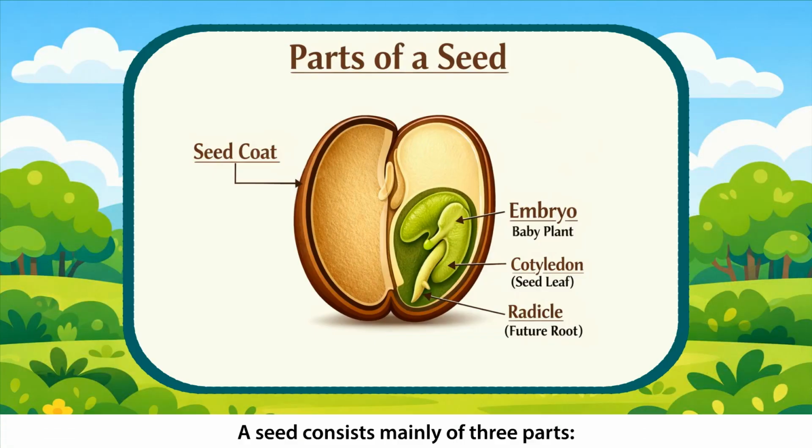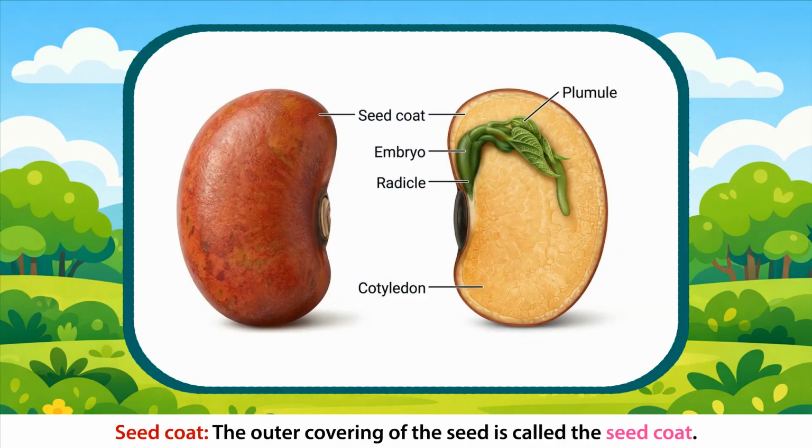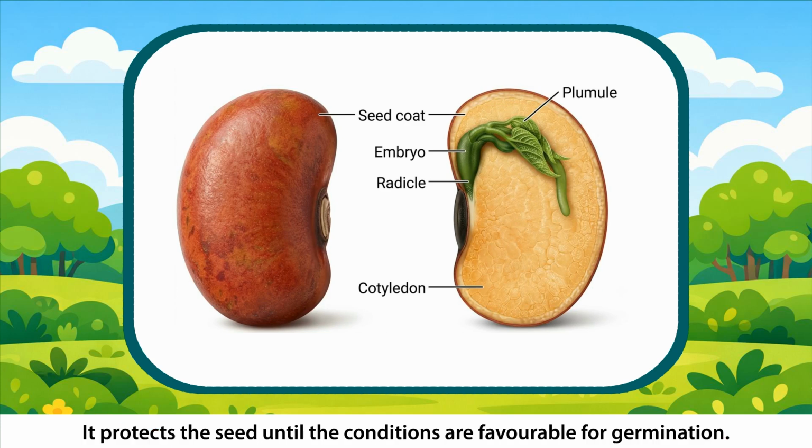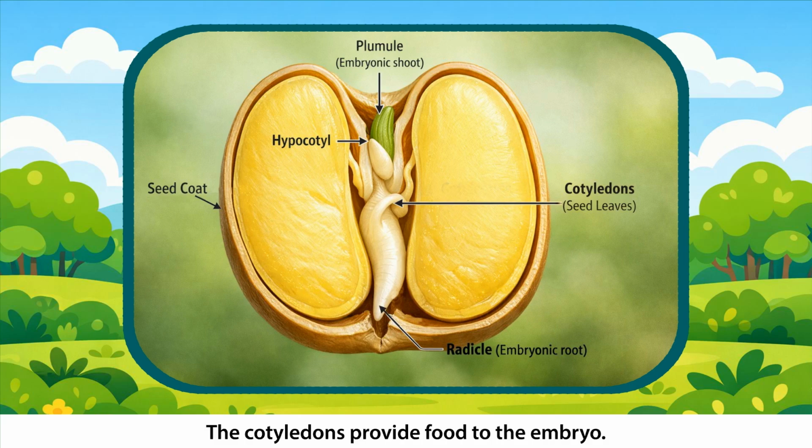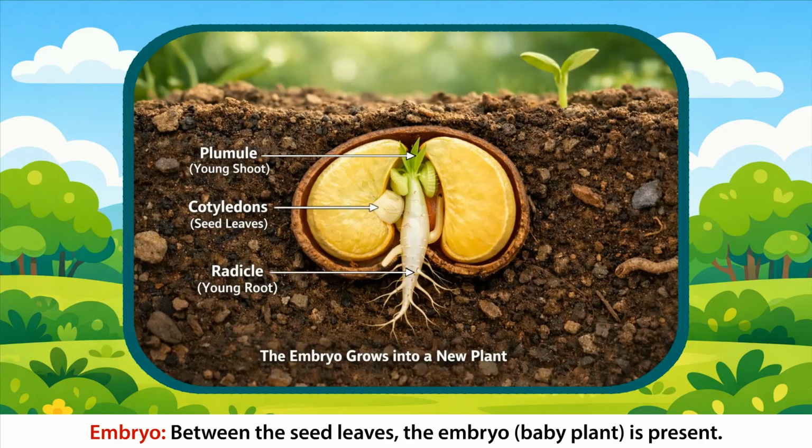Structure of a seed. A seed consists mainly of three parts. Seed coat. The outer covering of the seed is called the seed coat. It protects the seed until the conditions are favorable for germination. Cotyledons. Inside the seed coat, seed leaves or cotyledons are present. The cotyledons provide food to the embryo.